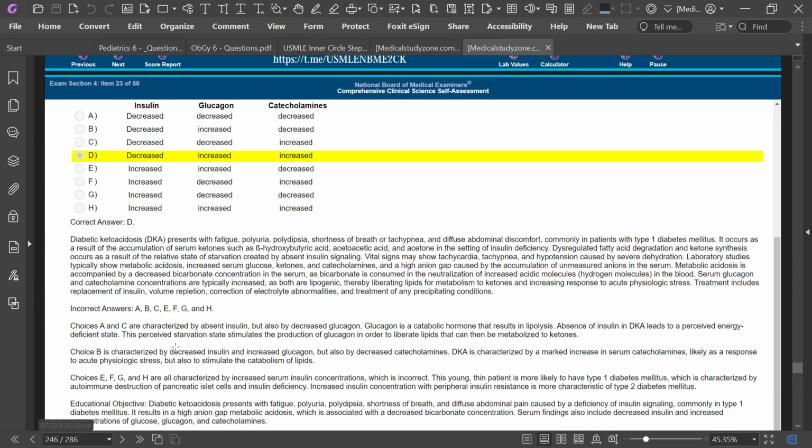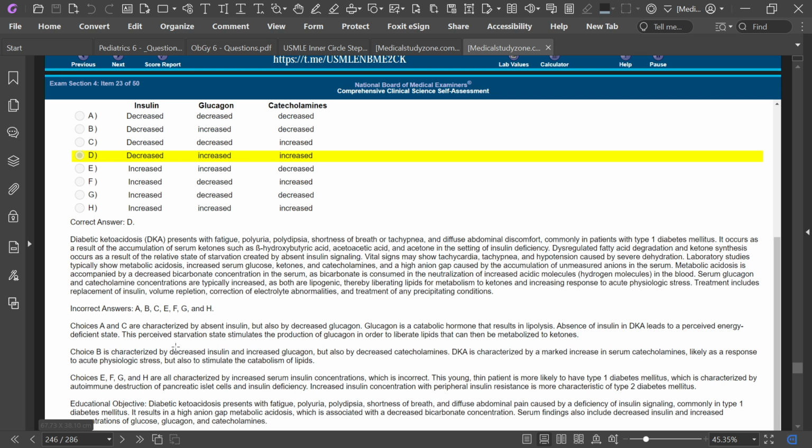So, what is your diagnosis? Diabetes, one of those diabetes complications, either DKA, diabetic ketoacidosis, or HHS, hyperosmolar hyperglycemic state. I guess it's DKA.